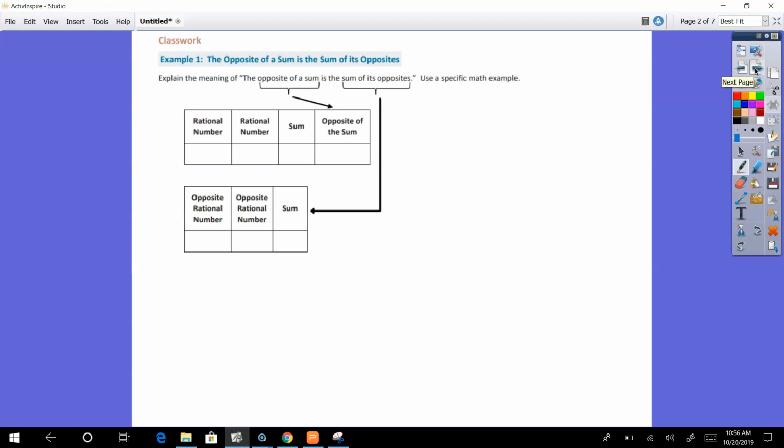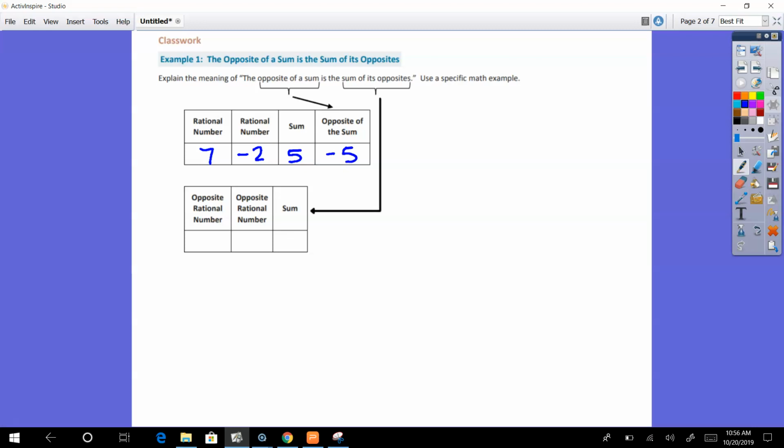Okay, so in example 1, we have the opposite of a sum is the sum of its opposites. So we want to explain the meaning of the opposite of a sum is the sum of its opposites. And so we're going to just take a rational number, like 7, and another rational number, like -2. And so their sum is 5, and the opposite of their sum would be -5.